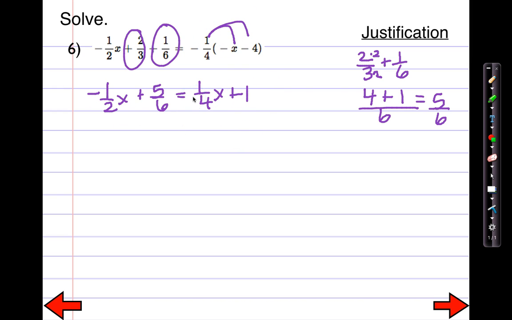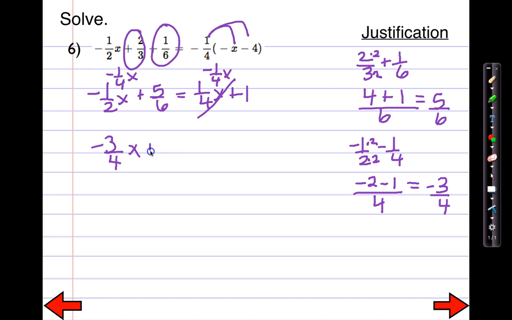Now I notice I have variables on both sides. Immediately I can tell that there is one solution, so I'm going to go ahead and isolate my variable to one side. So now I'm going to be left with negative 1/2 minus 1/4. 4 is going to be my lowest common multiple, leaving me with negative 2. This one's not going to change, so it's going to be negative 3/4.